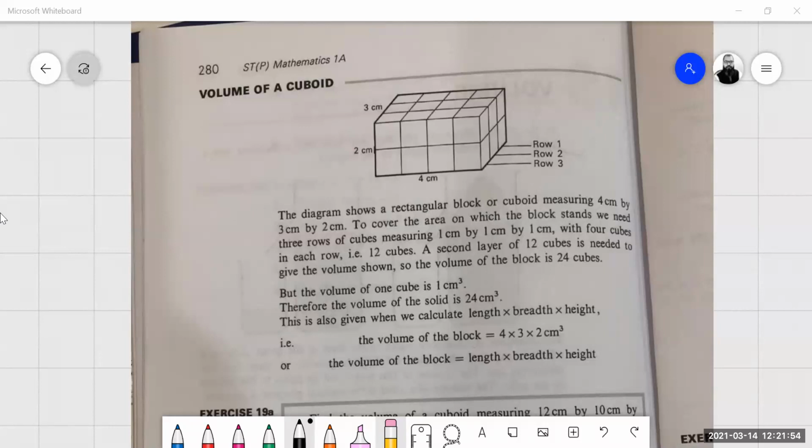Volume of cuboid. The diagram shows a rectangular block or cuboid measuring 4 centimeters by 3 centimeters by 2 centimeters. To cover the area on which the block stands, we need 3 rows of cubes measuring 1 centimeter by 1 centimeter by 1 centimeter, with 4 cubes in each row. 12 cubes. A second layer of 12 cubes is needed to give the volume shown. So the volume of the block is 24 cubes.